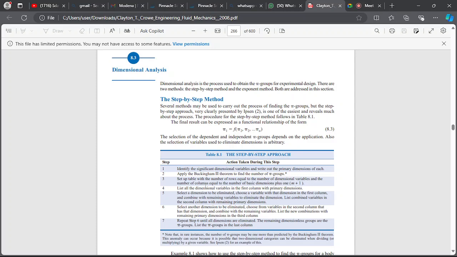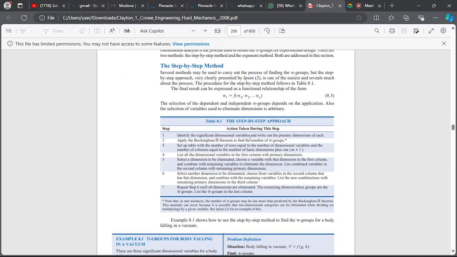They say identify the significant dimensional variables and write out the primary dimension of each. What are the primary dimensions of each? Remember, I've said under this topic we have three main primary dimensions, which is the mass, the length, and time. And if you notice, all our units that we've been seeing from physics, mechanics, thermodynamics, they're all lying around those main dimensions.